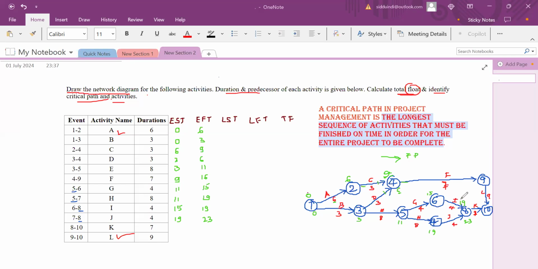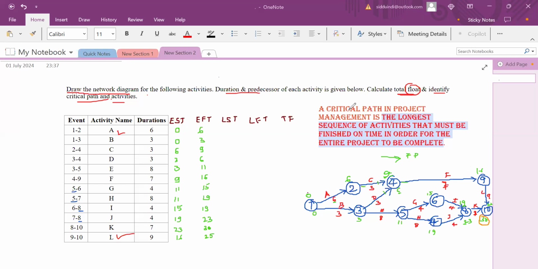What about the early start? Among these two, we have to consider the maximum one, that is 23, and 8 to 10 is 23 plus 7, 30, ending with 30. What about the next one? 9 to 10: here it is 9 plus 7, it is already 16. 16 plus 9 is 25. Here it is 16 and ending with 25. We got the maximum duration to complete this project is 30.